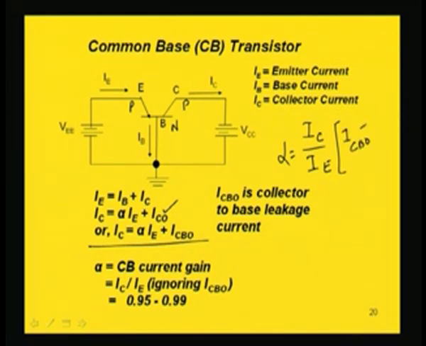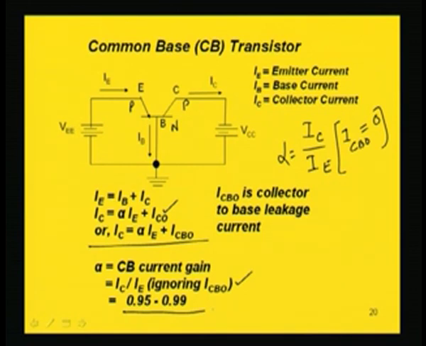neglecting ICBO, that is make ICBO 0. This is almost practically it is valid. That is why we are ignoring it, since it is very small, and alpha is equal to IC by IE. So, this is a very important factor for common base transistor configuration. Alpha is the factor which gives you the relation between the collector current and the emitter current, and that value of this alpha is typically 0.95 to 0.99.